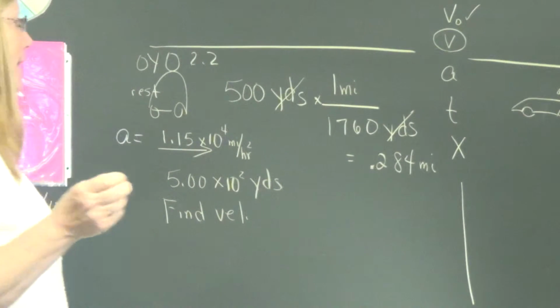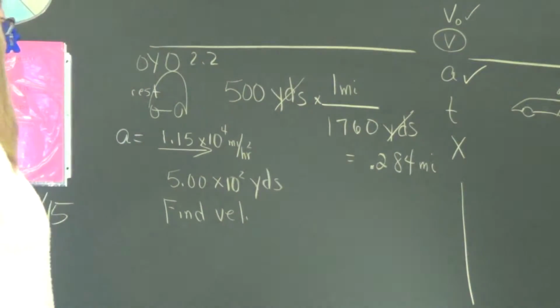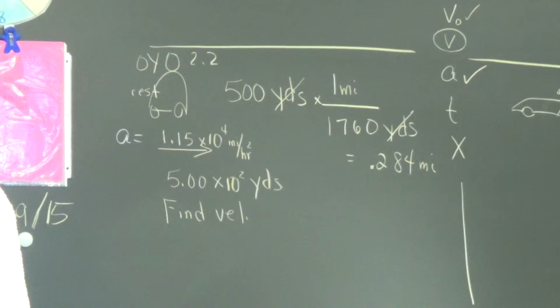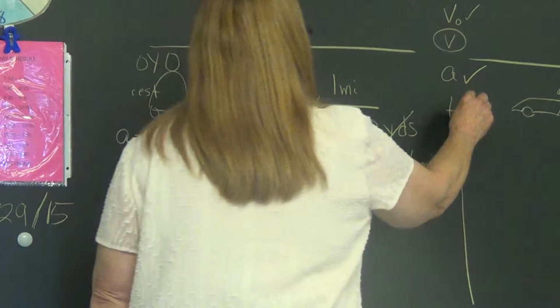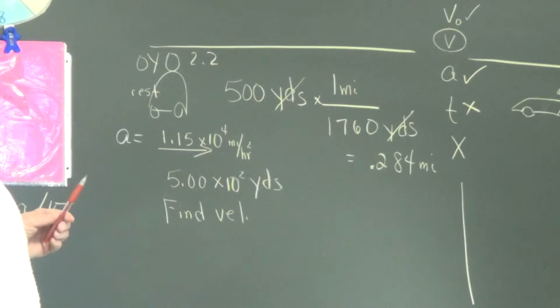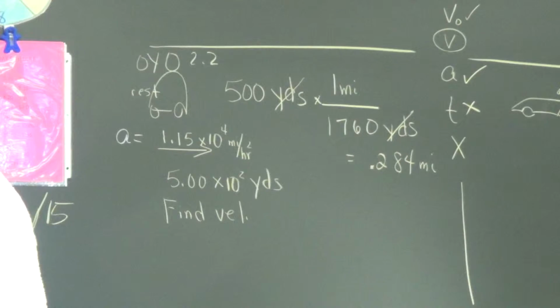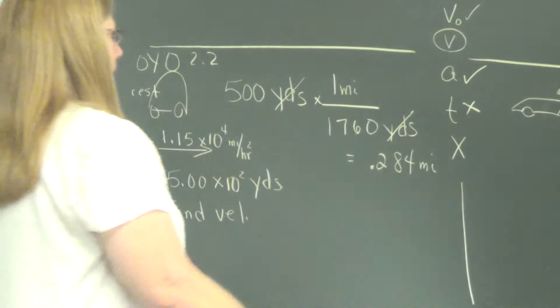Do we know the acceleration? 1.15 times 10 to the 4th miles per hour squared. Do we know anything about time? No. Okay, time is a no-show. And what about distance? Yes, 500 yards, you mentioned. So I give that a check.